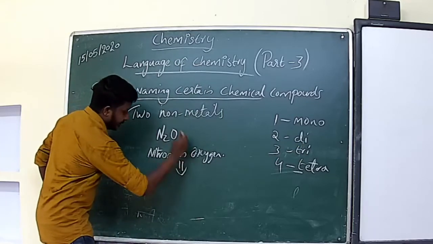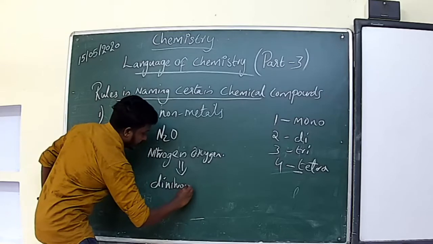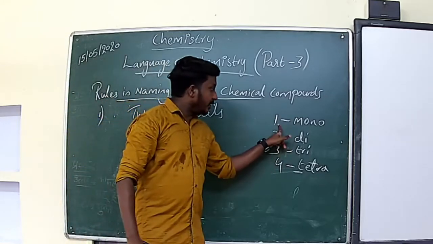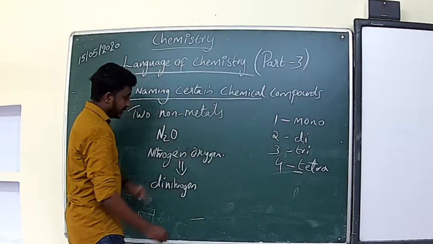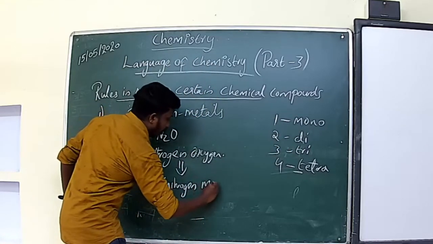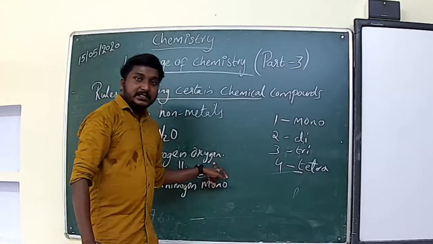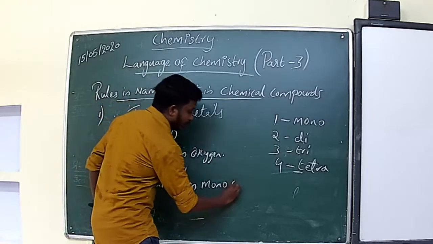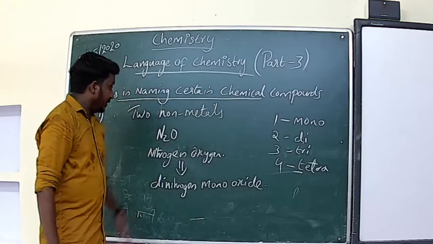So what is the name? Dinitrogen. Then how many atoms of oxygen? One. So what is the prefix? Mono. Right? So oxygen is one, so we can say mono. Then we know non-metals here will suffix with IDE. So we can call it dinitrogen monoxide. Clear? Clear all of you?